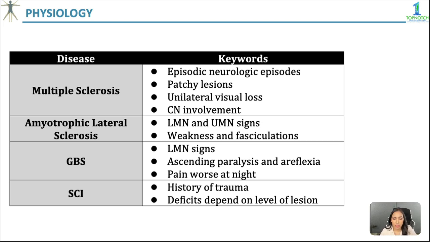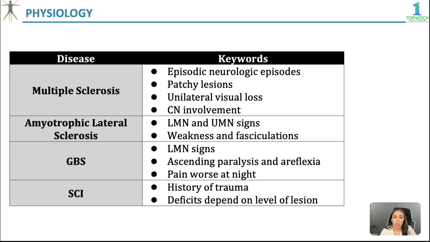Multiple sclerosis, ang keywords natin dyan, episodic neurologic deficits with patchy lesions. Meron din siyang visual loss. So, pag may nakita kayong case na may visual loss, probably meron tong multiple sclerosis, no? How about ALS? So, ALS, ang unique dito, may lower motor neuron and upper motor neuron signs. So, lower motor neuron, kaya may weakness, and upper motor neuron, kaya may fasciculations.